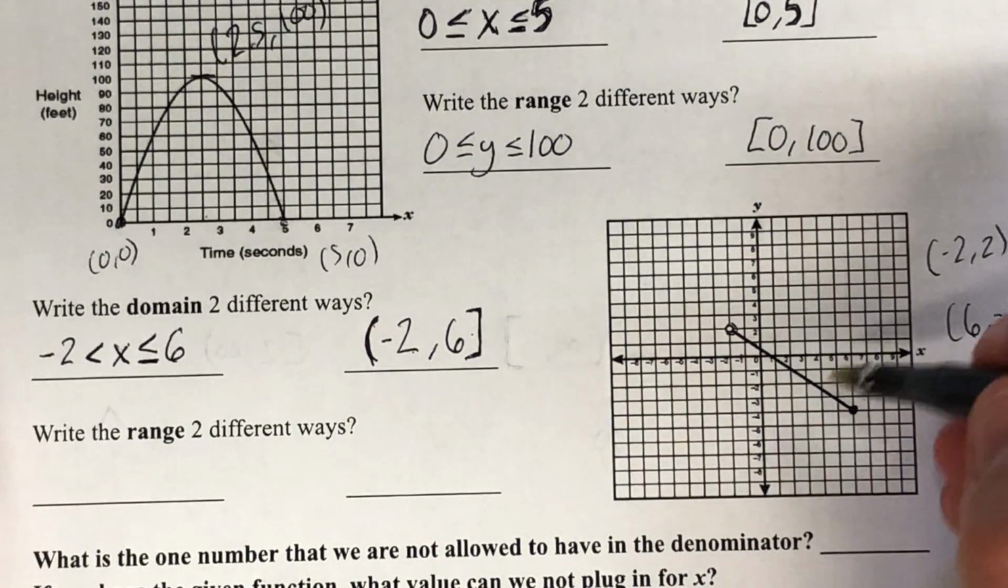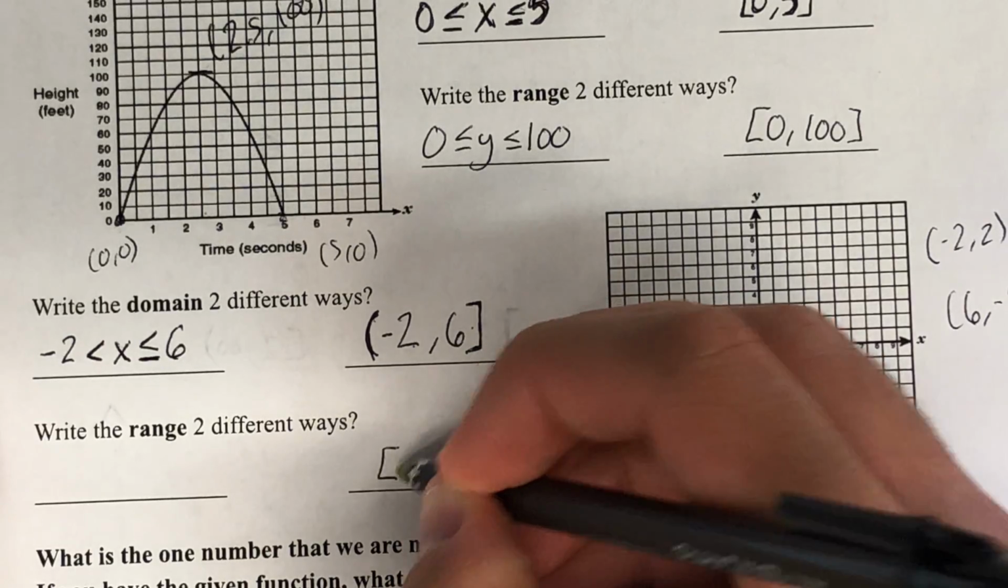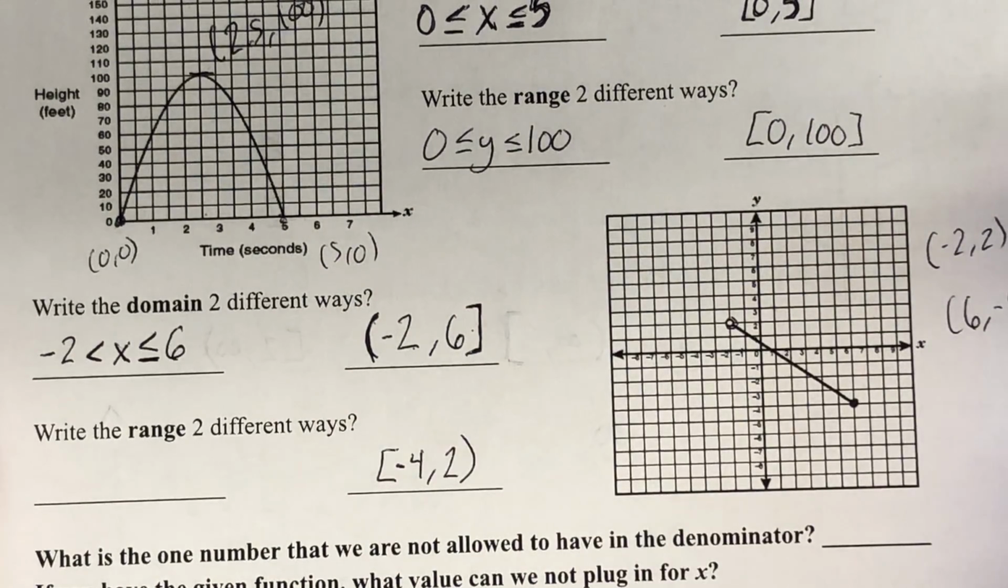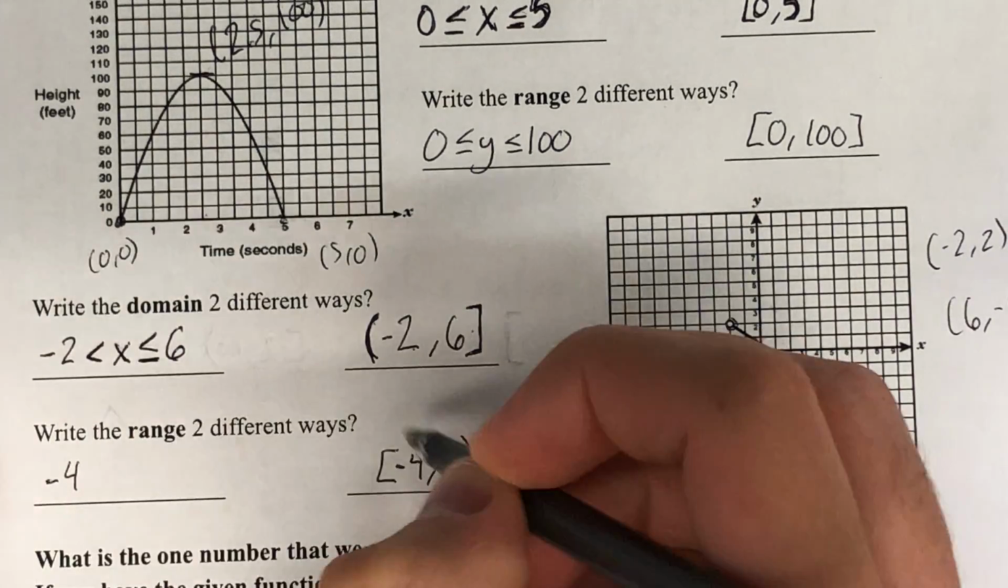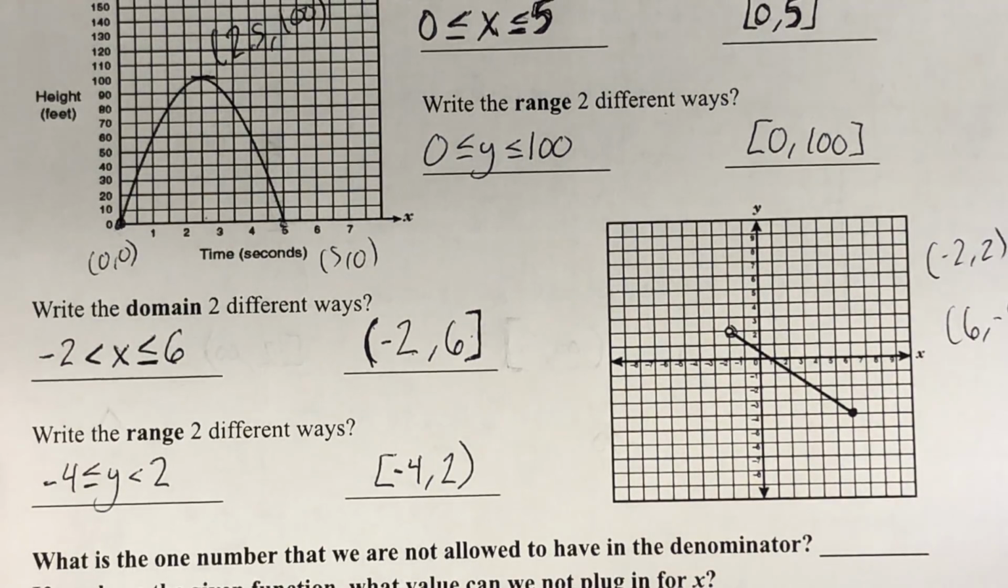For the y values, we go from -4 up to 2. So it's including that -4, but not including that 2. So from -4 included, up to but not including 2.